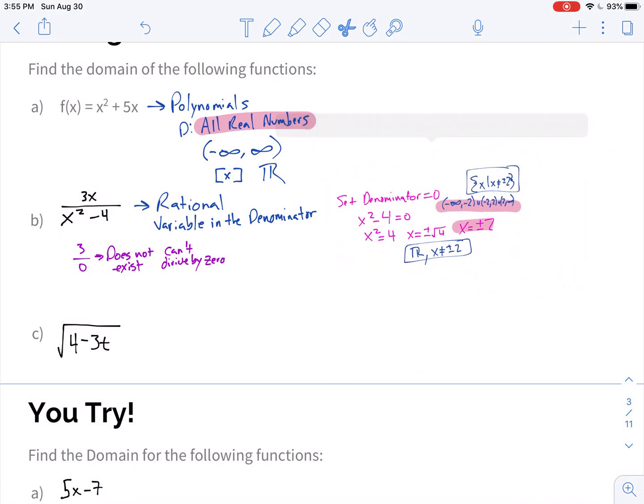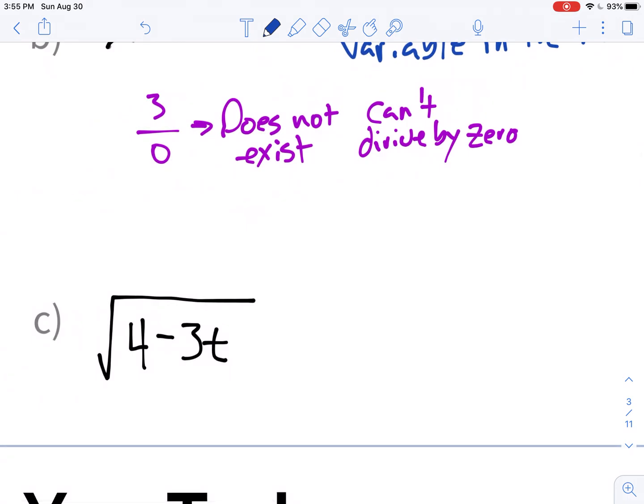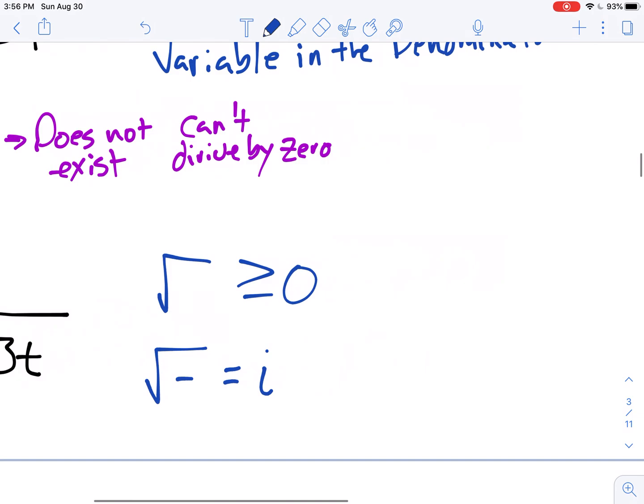The last one is a radical function. And with a radical function, your square root always has to be greater than or equal to 0 because the square root of a negative number is something imaginary, and we are not dealing with imaginary numbers here when defining our domain. So I take the interior of my square root, that 4 minus 3t, and set it greater than or equal to 0. It's important that you have the greater than or equal to 0 there because we can still take the square root of 0. It's 0.